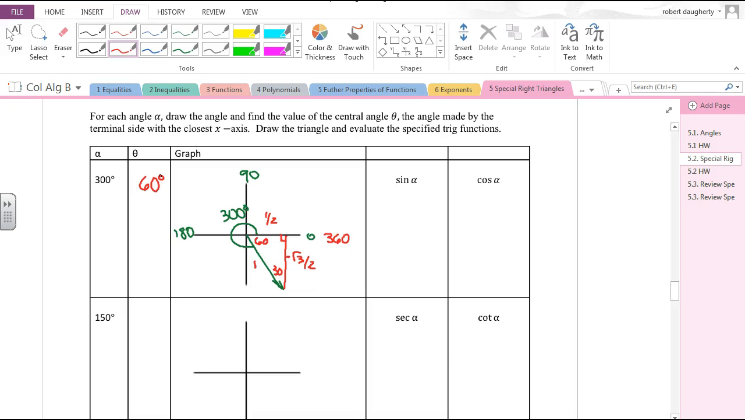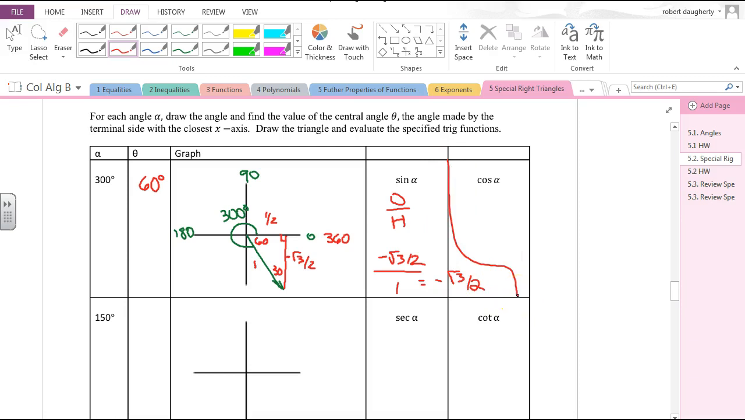So the sine of this angle alpha is going to be, what's the definition of sine? Opposite over hypotenuse. So you look at this angle, what's opposite over hypotenuse? It's a negative square root of 3 over 2 over 1. Okay? And that's just another way of writing that. That is just negative square root of 3 over 2. Okay?